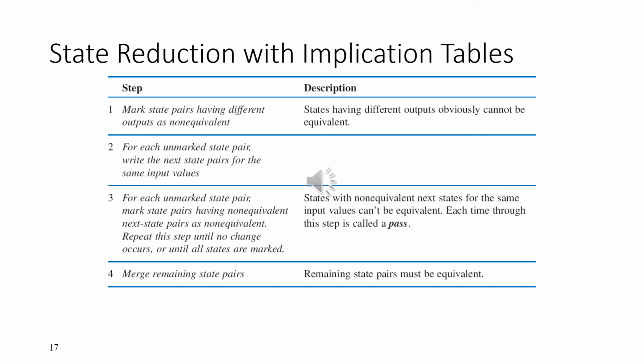States with non-equivalent next states for the same input value cannot be equivalent. Each time through the step is called a pass. Merge the remaining state pairs. The remaining state pairs must be equivalent. So draw the reduced state table.